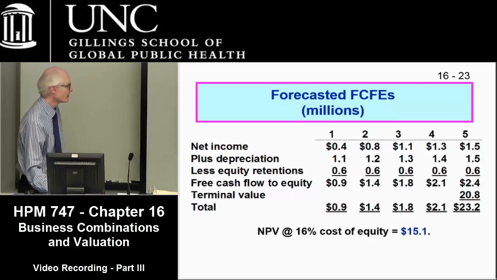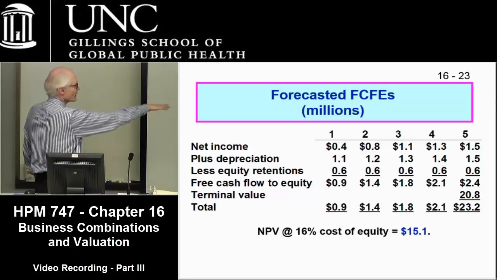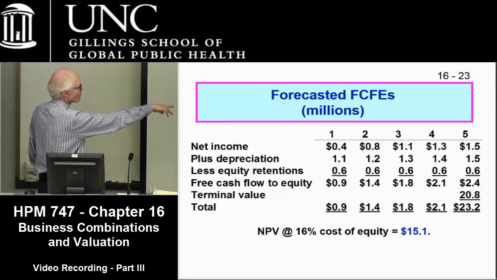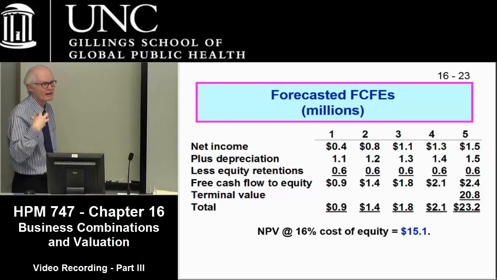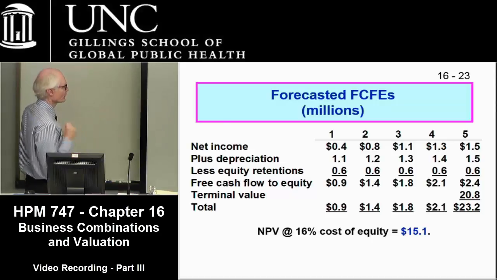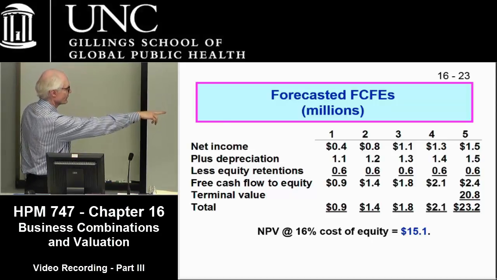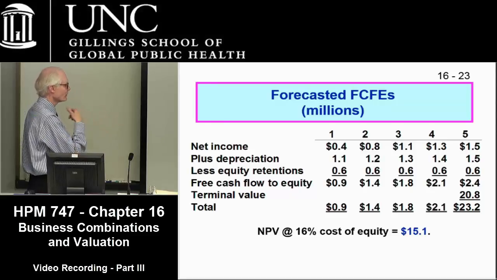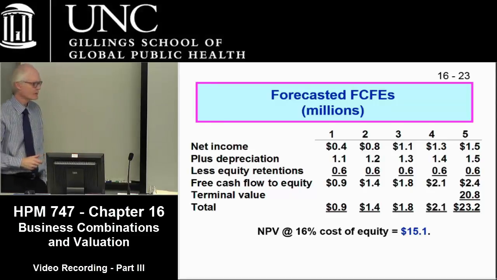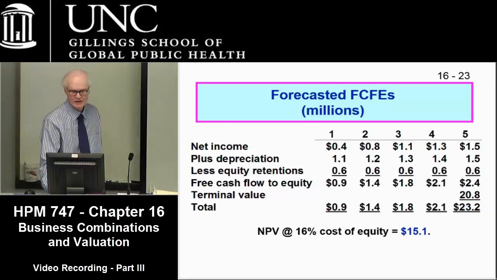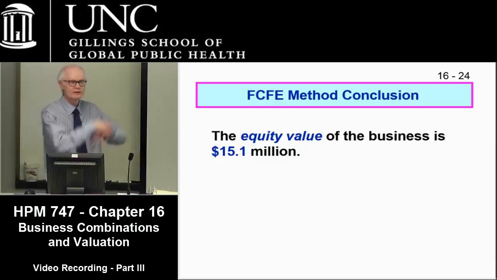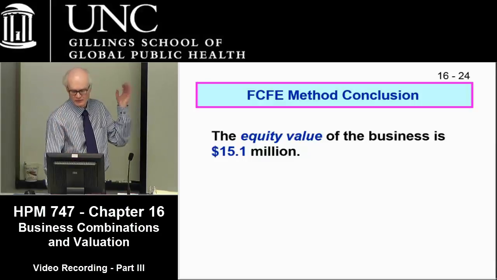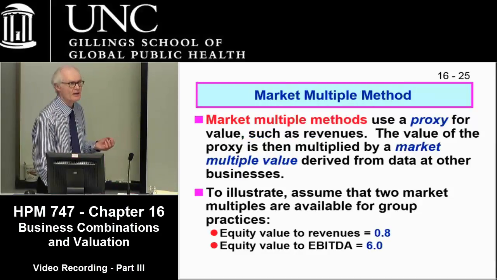So putting it all together, here are the free cash flow to equity cash flows, the 0.9, 1.4, and so on. We've got a terminal value estimated of 20.8. Again, that's the terminal value of the equity only. We have those total cash flows. We discount those cash flows by the cost of equity capital, which is 16%. We get an estimate of $15.1 million. The 15.1 is the estimate of the equity value. We've already stripped out the debt. It's what's left after we do that.